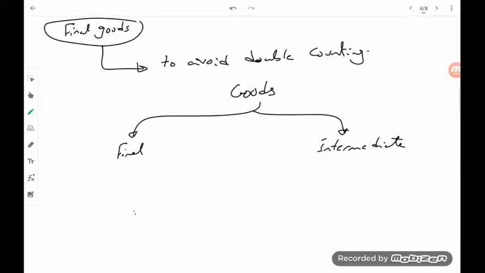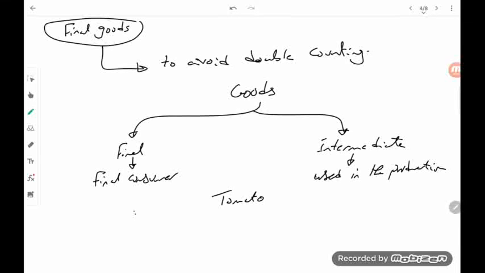So, what's the difference between final and intermediate goods? Final goods are goods that will be consumed by the final consumer, while intermediate goods will be used in the production of another product. So, say for example, tomato. Is it a final or intermediate good? This is based on who buys this product. If I'm going to eat it, this is a final good. If I'm going to use it in the production of another product, such as pizza, in this case it's an intermediate good. So it will be counted in GDP if it's a final product, and it will not be counted if it's going to be used in the production of pizza, for example.